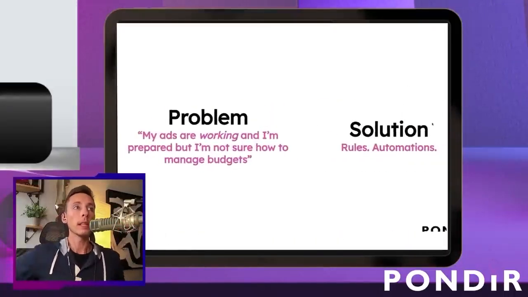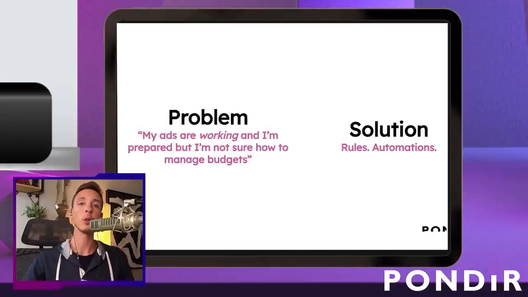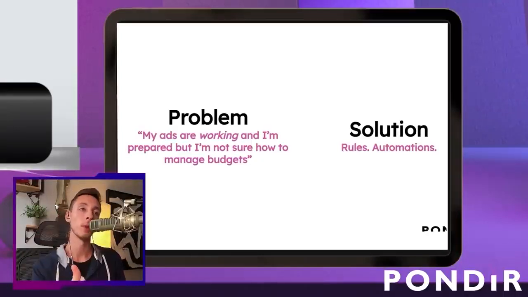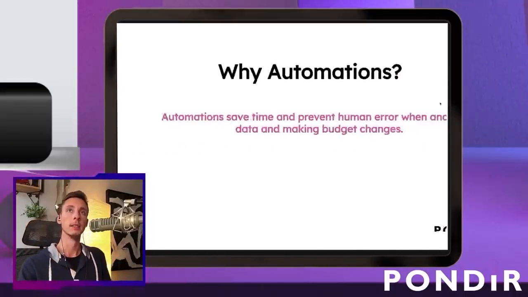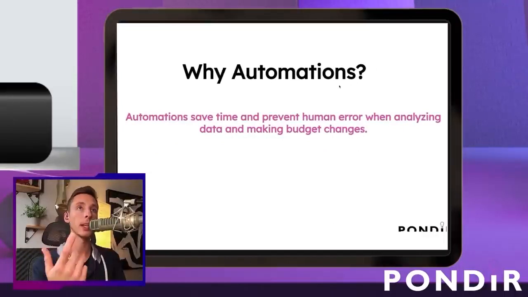So let's say your ads are working, you're prepared, you understand the process, but you're not sure how to actually manage the budgets. How do you know how much to increase or decrease your budgets by? So this is the process. What we do is use rules, and then automations as well to do this automatically. So why automations? They save time, and they prevent human error when analyzing data and making budget changes.